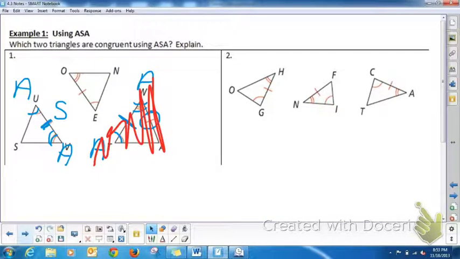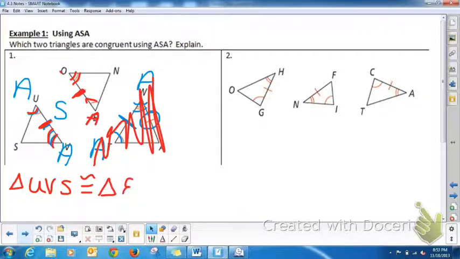These two match. U is congruent to E, so that's an angle. This side, EO, is congruent to this side, UV. And then this angle, V, is congruent to angle O. So you can say that triangle UVS is congruent to triangle E, because it matches to U, O, because it matches to V, and therefore N.